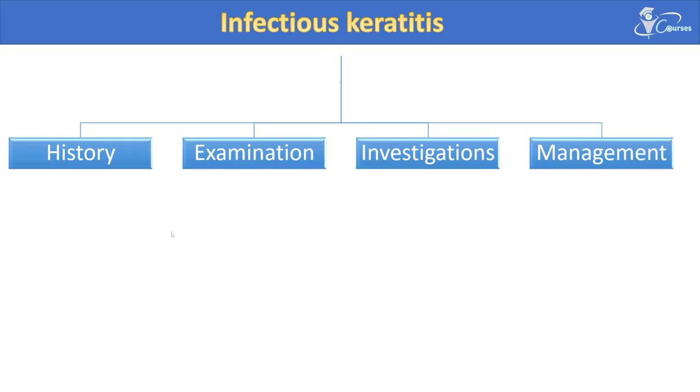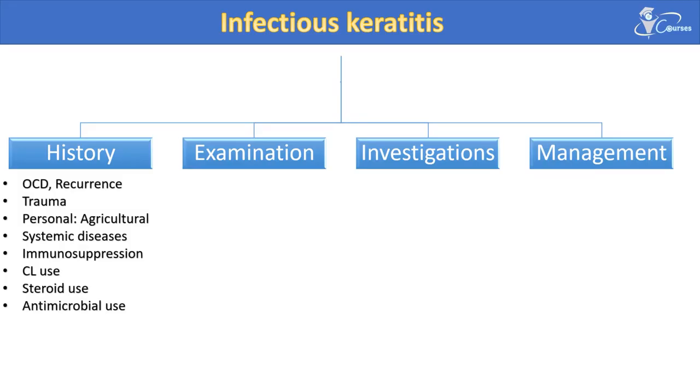So, what are the concerns in the history that will be important to diagnose or to have a clue about the diagnosis of infectious keratitis? As with the history of any disease, we start with onset, course and duration. The onset can sometimes be acute, and sometimes insidious, but for most cases it is acute. The course is mostly progressive. The duration also will be helpful to know the stage of the disease.